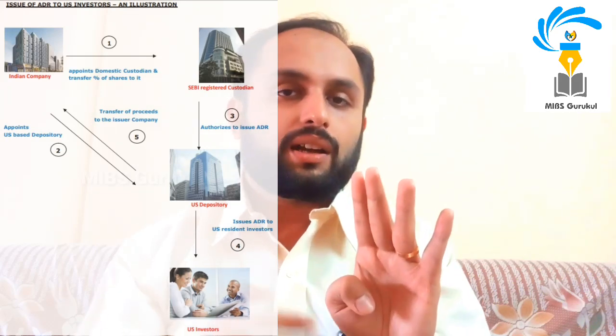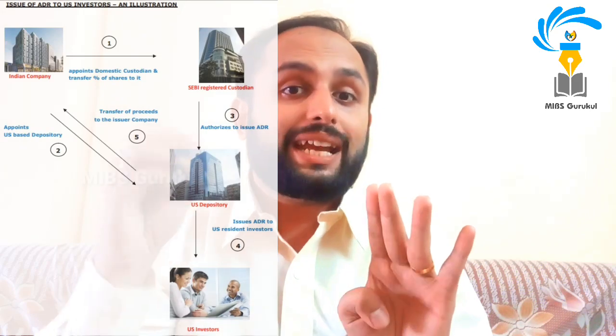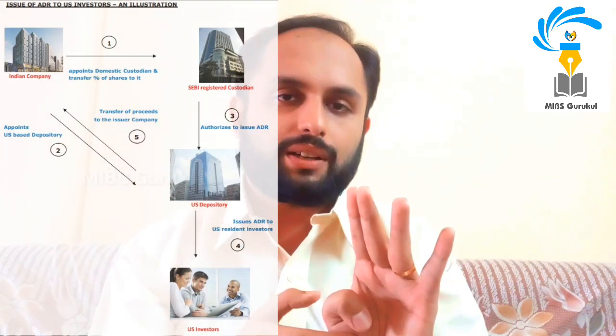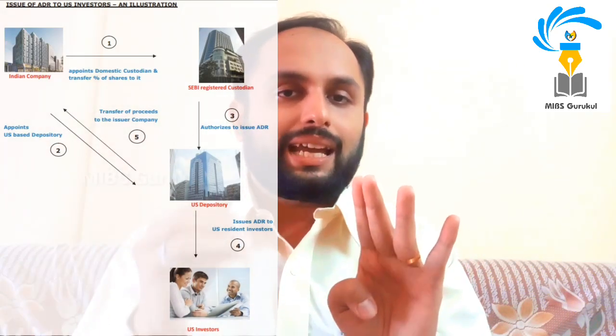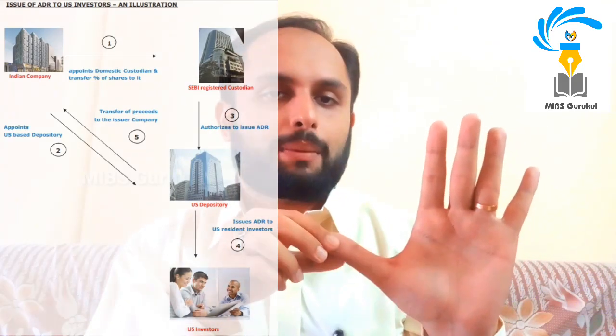Step number 4. Domestic custodian will authorize a foreign depository for issue of a depository receipt. After receipt of approval, it will proceed to issue depository receipt. That is step number 5. After issue procedure is completed, this depository receipt will be listed on the stock exchange. So from step by step procedure, we came to know about how ADR or GDR will be issued.